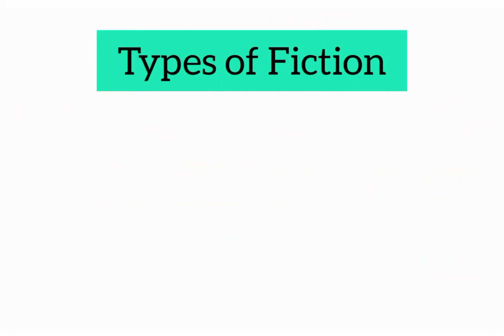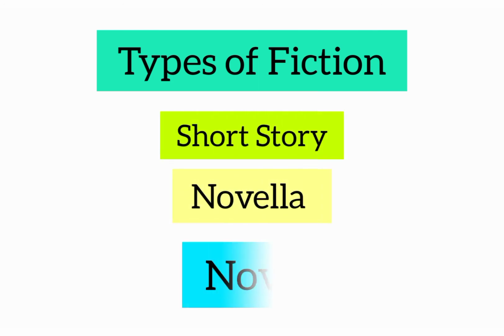Now discussing the types of fiction. There are three main types of fiction: the short story, the novella and the novel. Let's explore each of these. Number 1, short story. A short story is a work of prose fiction that can be read in one sitting, usually between 30 minutes to an hour or 2 hours.